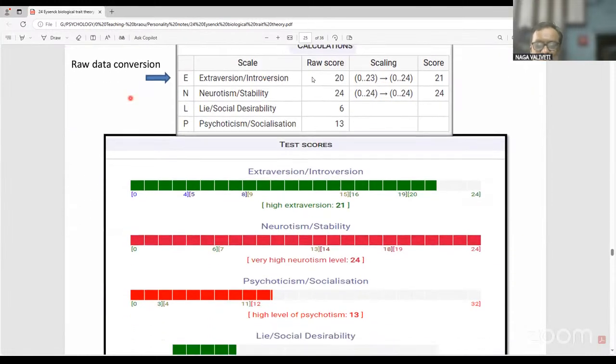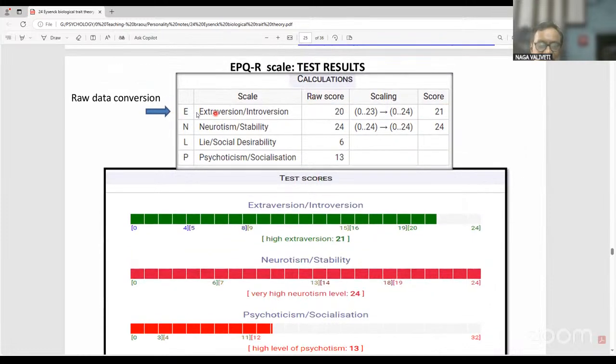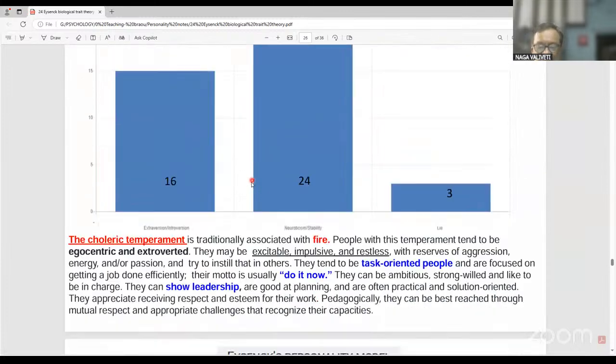How will the scores be done? Here that person got extraversion-introversion 21, which means he is towards extraversion. Neuroticism 24 and scale stability. This is neuroticism, this is stability. 24 means he is having stability. 21 means he is here. That means he is having extraversion, not introversion. Like that, it will be calculated.